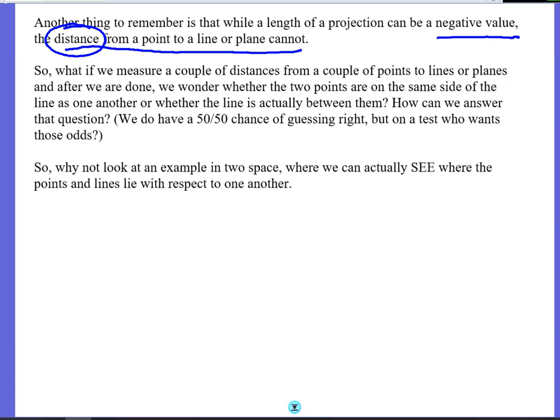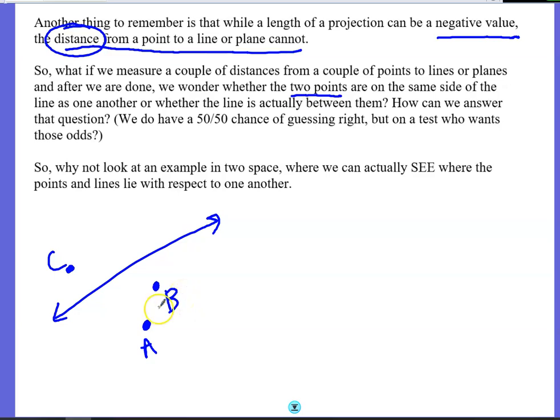Okay. Again, if we measure a couple of distances and we wonder whether the 2 points that we're using, so like, if I gave you the equation of a line and I gave you a couple of points, and we want to know if the points are on the same side or on opposite sides, so like I'll call this A, B, and C, we have about a 50-50 chance of getting it right, right? But if we want to actually see where the points lie with respect to one another, we can try those out. So what I would like you to do is maybe try some of those and see if you guys can come up with a way.